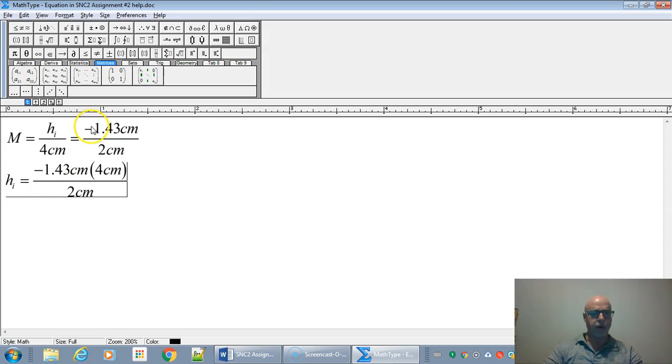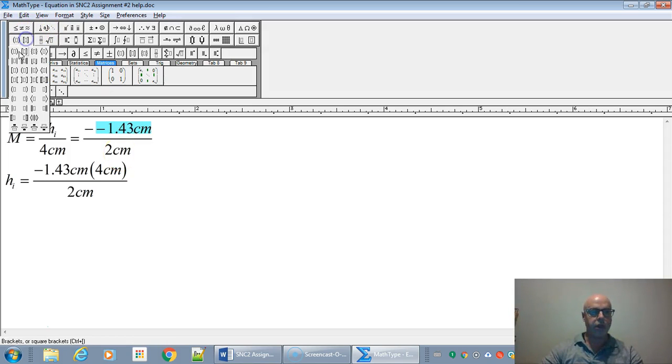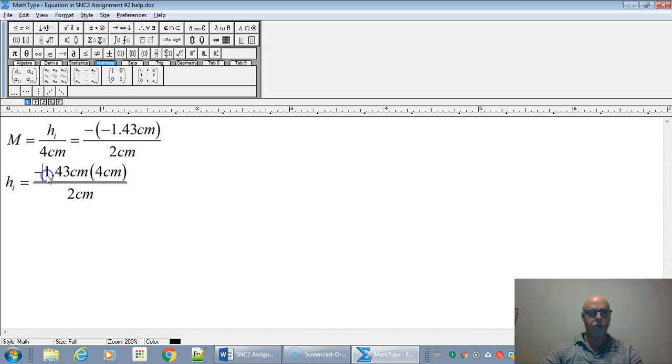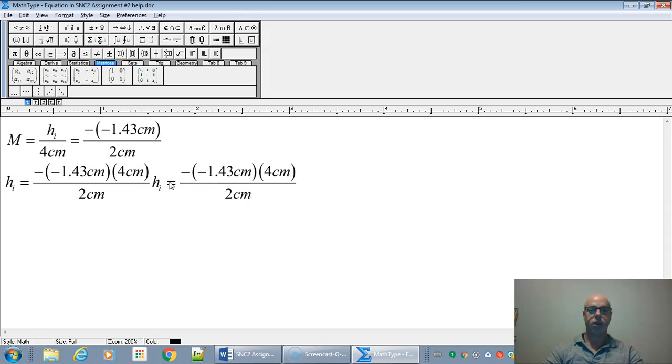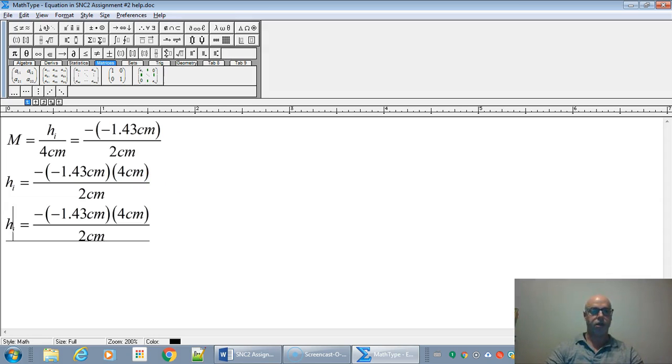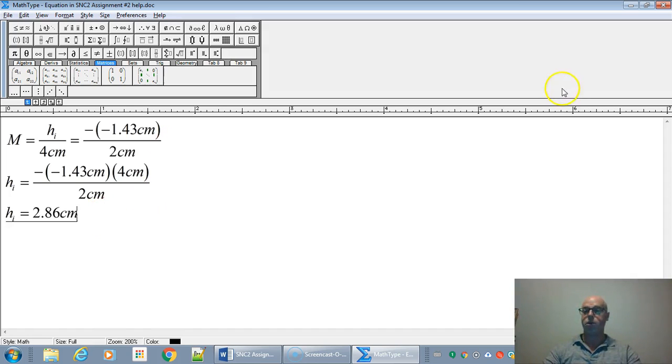Okay, and oh right, that was a negative of a negative, so I forgot to put the minus sign in there. I better do that. Alright. Okay, so since I still have my answer on the calculator, I'm just going to multiply by 4 divided by 2, and I get 2.86 approximately. So for my image height, 2.86 centimeters approximately. Good. So a positive number, so it's upright.